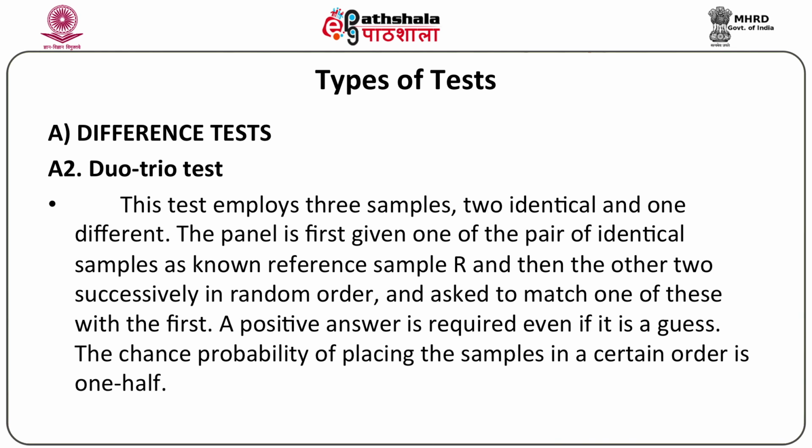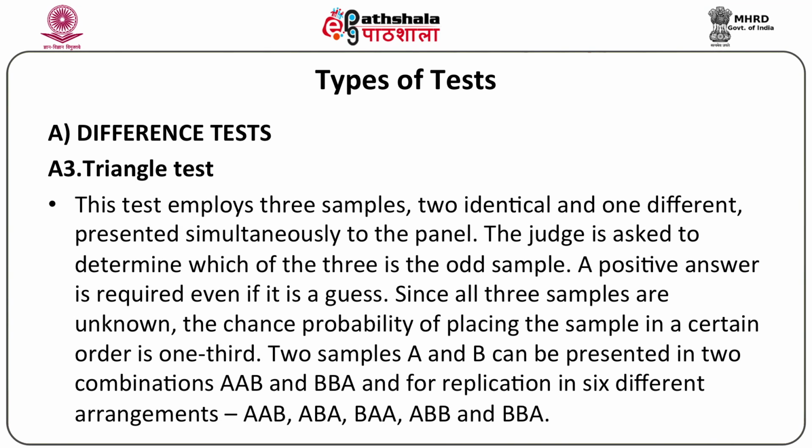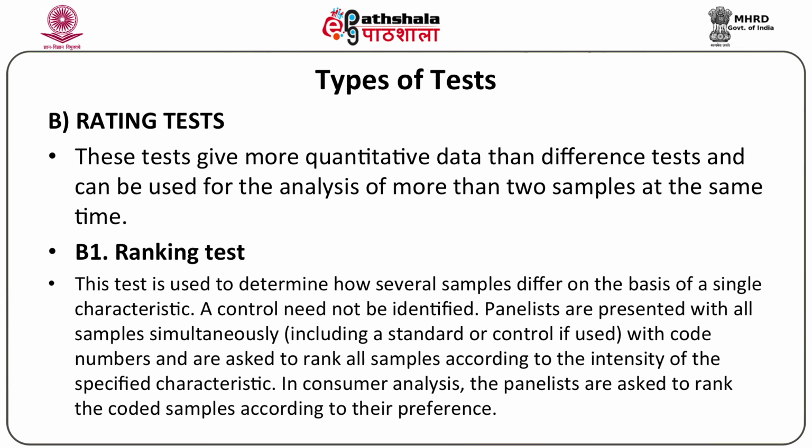Next, we have the duo-trio test. This test employs 3 samples, 2 identical and 1 different. The panel is first given one of the pair of identical samples, known as the reference, and the other 2 successively in random order. The triangle test also employs 3 samples, 2 identical and 1 different, presented at the same time to the judge. The judge is asked to determine which of the 3 is the odd sample.